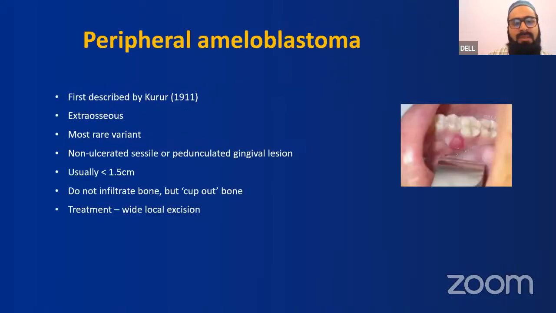Now, briefly about the peripheral type. This type is found extraosseously in the gingiva or the alveolar mucosa. It was described by Kuru in 1911, and it's the rarest variant. Usually it doesn't invade the bone, and it's usually of a smaller size. Sometimes there can be cupping out of bone on the radiographs. The treatment is simple local wide excision of the peripheral type.